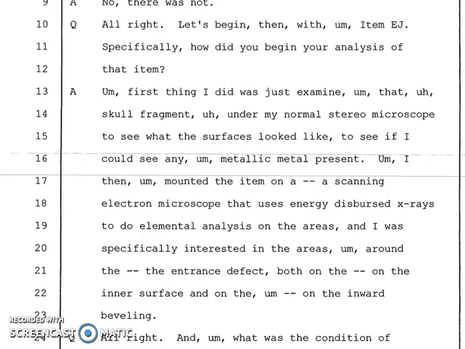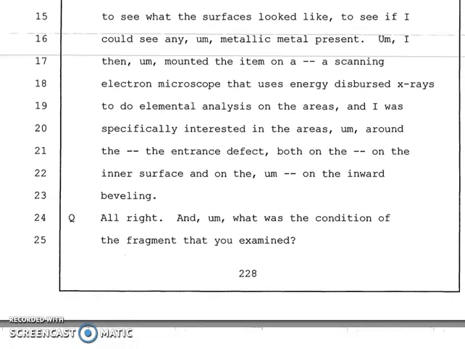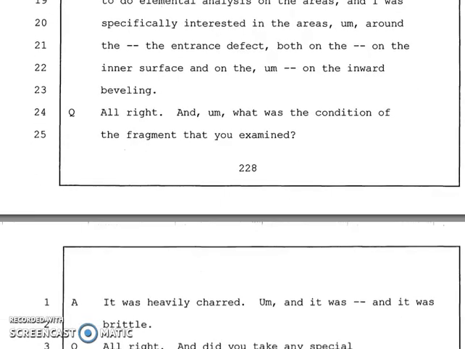First thing I did was just examine that skull fragment under my normal stereo microscope to see what the surface looked like, to see if I could see any metallic metal present. I then mounted the item on a scanning electron microscope that uses energy dispersive X-rays to do elemental analysis on the areas. And I was specifically interested in the areas around the entrance defect, both on the inner surface and on the inward beveling. All right.